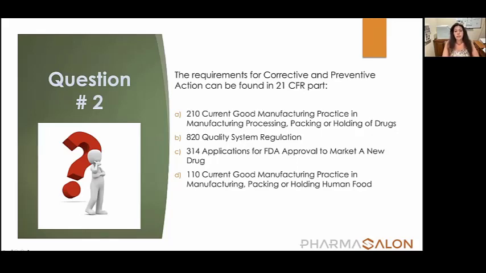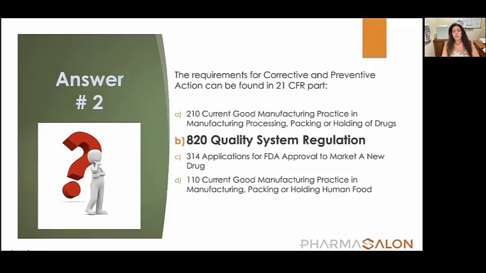Next question. The requirement for corrective and preventative action can be found in: A, 21 CFR Part 210, good manufacturing practices in manufacturing, processing, packaging, or holding of drugs; B, 820, the quality system regulation; C, 314, applications for FDA approval to market a new drug; or D, 110, current good manufacturing practice in manufacturing, packaging, or holding human food. The answer would be B, 820, the quality system regulation.